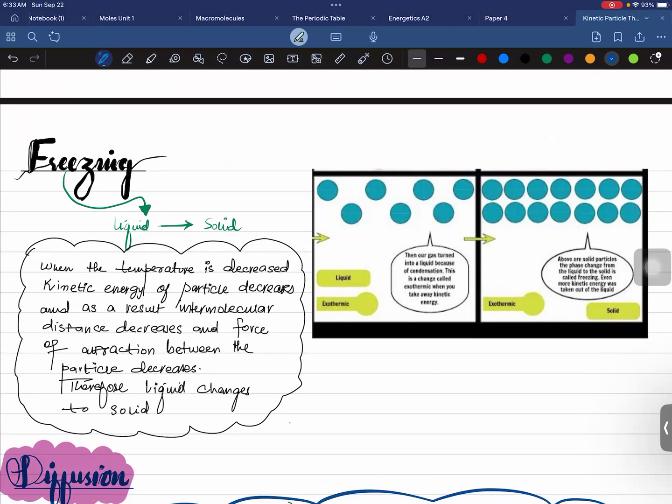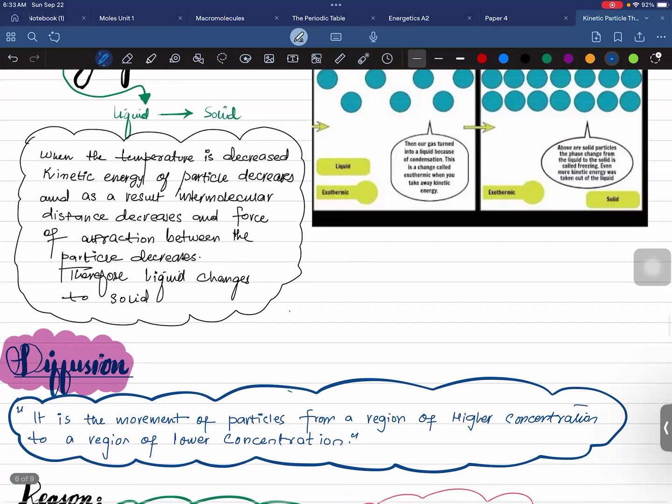When the temperature is decreased, the kinetic energy of the particles decreases, and as a result the intermolecular distance decreases and the force of attraction increases. Therefore, the liquid changes into solid. Am I right? Good.